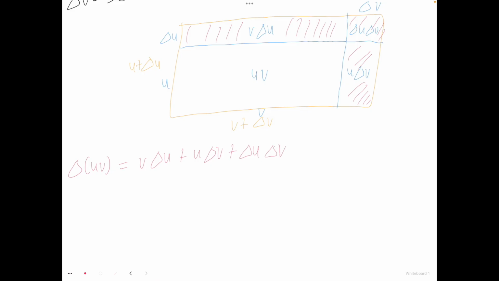Now we're trying to figure out how u times v changed because, again, we want the derivative, which is a rate of change. And to get a rate of change, we need to divide by delta x. So we have delta of u times v divided by delta x is equal to v delta u divided by delta x plus u delta v divided by delta x plus delta u delta v divided by delta x.